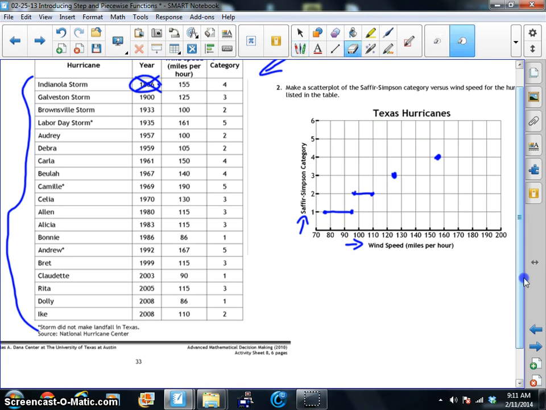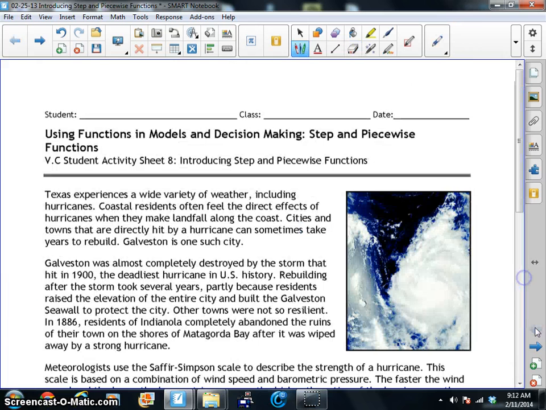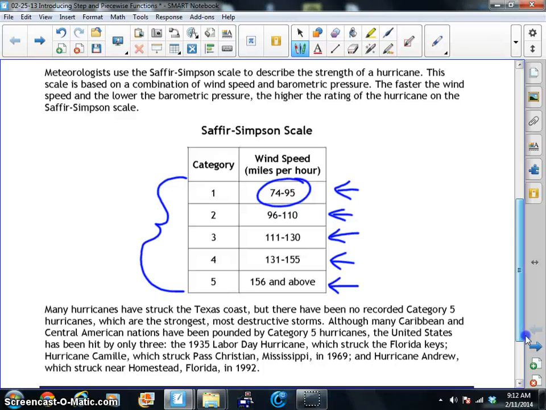And then we get rid of these other points. You're going to have to actually have the points inside the class. I'm not going to show you how to graph points. Why would I do that? 111 to 130.